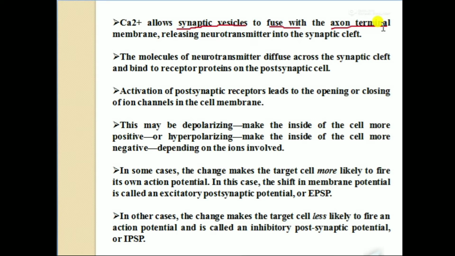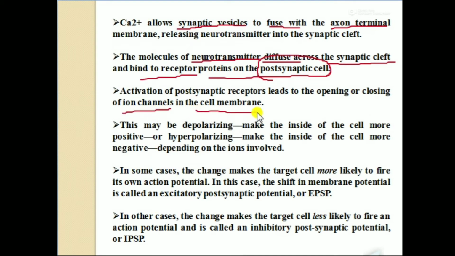Now the neurotransmitter binds to the receptor on the target cell. The molecules of neurotransmitter diffuse across the synaptic cleft to bind with the receptor proteins of the postsynaptic cell. Activation of the postsynaptic receptor leads to the opening and closing action of ion channels in the cell membrane.